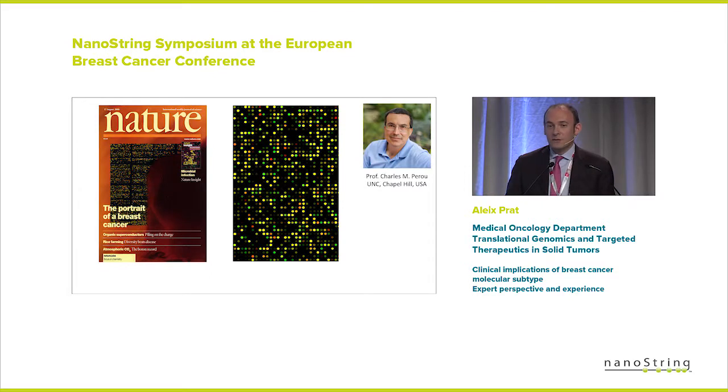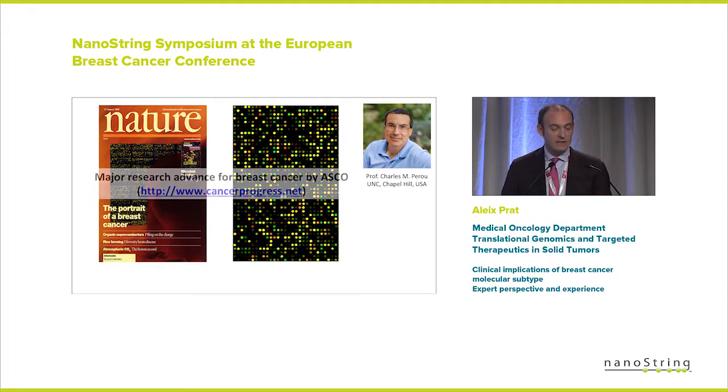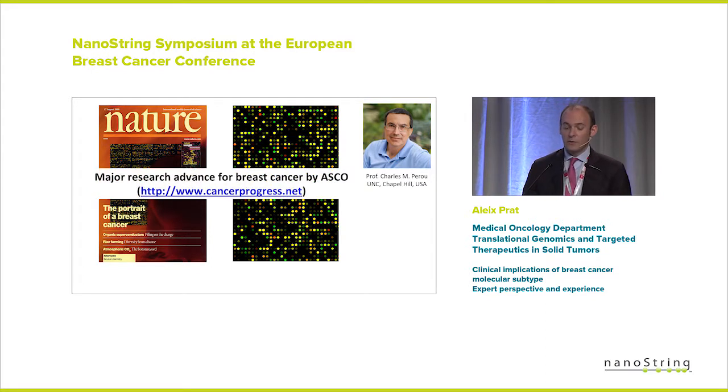The story of the intrinsic subtypes is not new, as you probably know. It's a story of now almost 18 years, when Chuck Perou, when he was at Stanford University, published this seminal work, at that point with only 40 breast samples and homemade microarrays, showing that by looking at global gene expression analysis, looking at thousands of genes and their expression, one could classify breast cancer into different molecular entities. This discovery is now considered a major research advance for breast cancer by the American Society of Clinical Oncology.